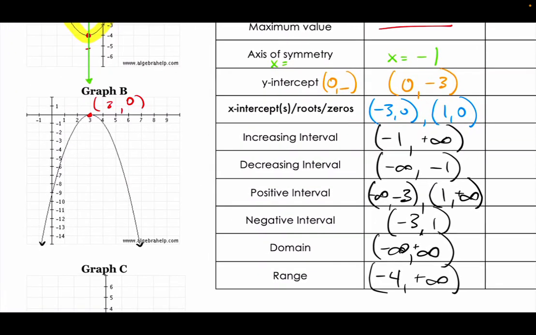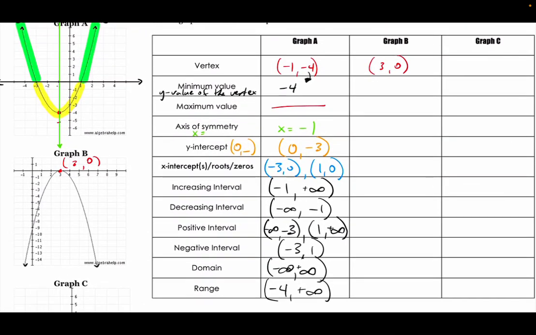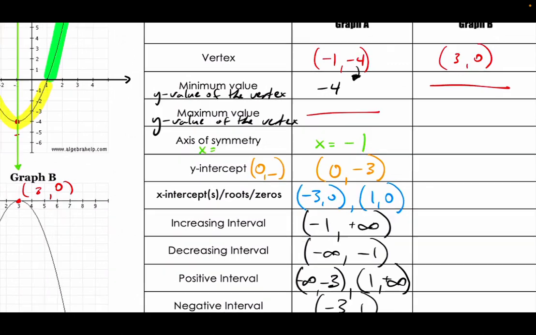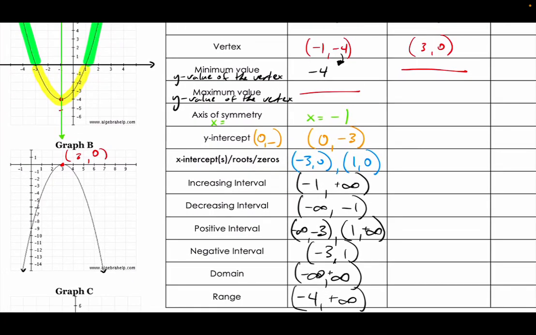Is this guy going to have a maximum or a minimum? Maximum. So minimum, we draw a line through because it doesn't have a minimum on this one. So what's the maximum? It's the same thing as the minimum. It's the y value of the vertex. So the y value comes straight down, and that's 0.